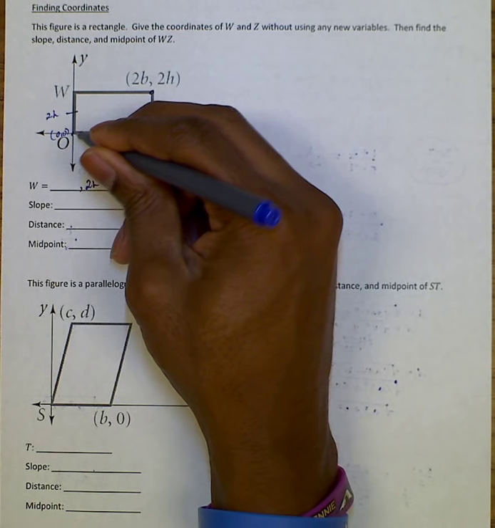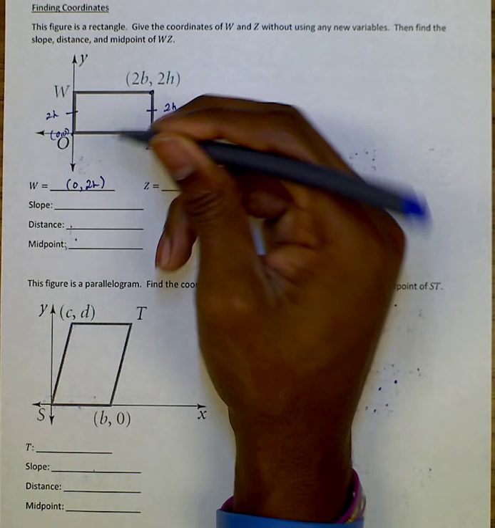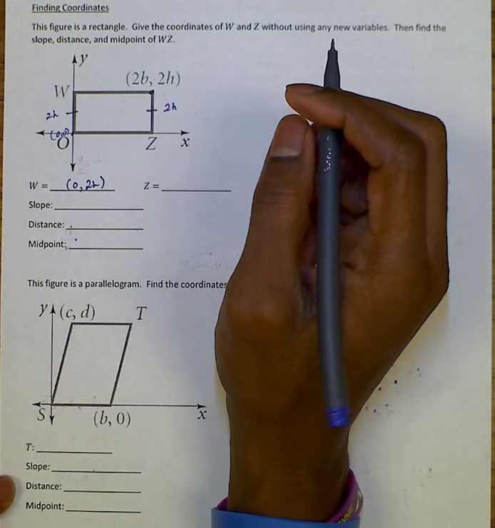How far left and right did it go? None. It started at 0, it ended at 0. So our coordinate for W is 0, comma, 2h.